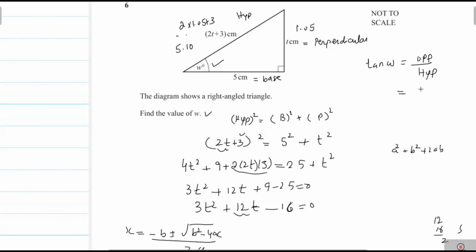Now the opposite side here is 1.05. Our hypotenuse is 5. Therefore w equals tan inverse 0.21, and we take the tan inverse, that's equal to 11.85 degrees, and this can be written as 11.9 degrees. 11.9 degrees is the answer.